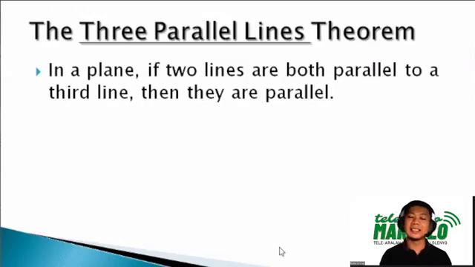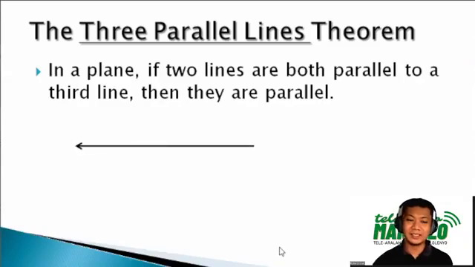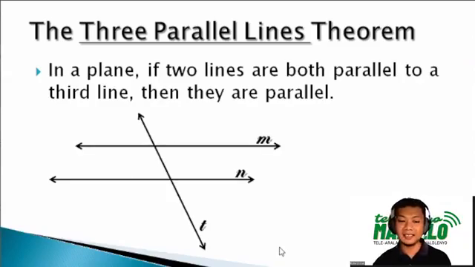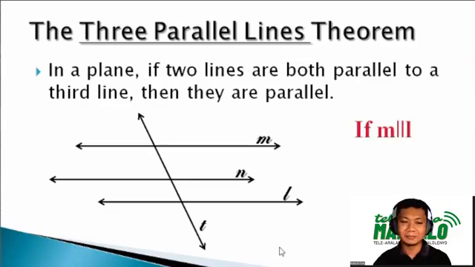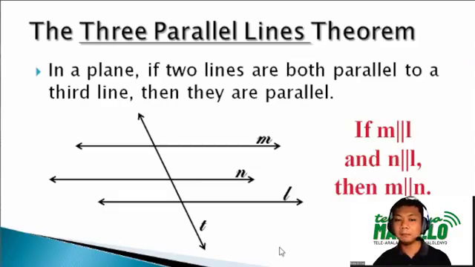Next, the three parallel lines theorem. In a line, if two lines are both parallel to a third line, then they are parallel. Let's say, for example, we have lines M and N cut by a transversal line T. And we have another line, the third line, line L. Okay. If line M is parallel to line N and line N is parallel to line L, then line M is parallel to line L.